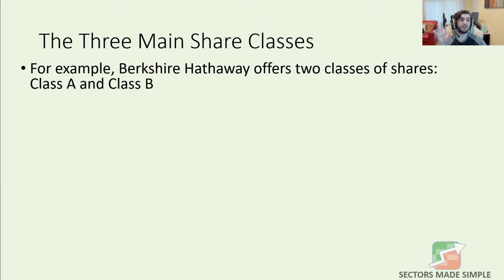So I'm going to use examples of companies that you all are probably familiar with to show the differences between these different classes. Let's start off with Class A and Class B shares. Class A shares are typically more expensive per share and carry more voting rights than Class B shares.